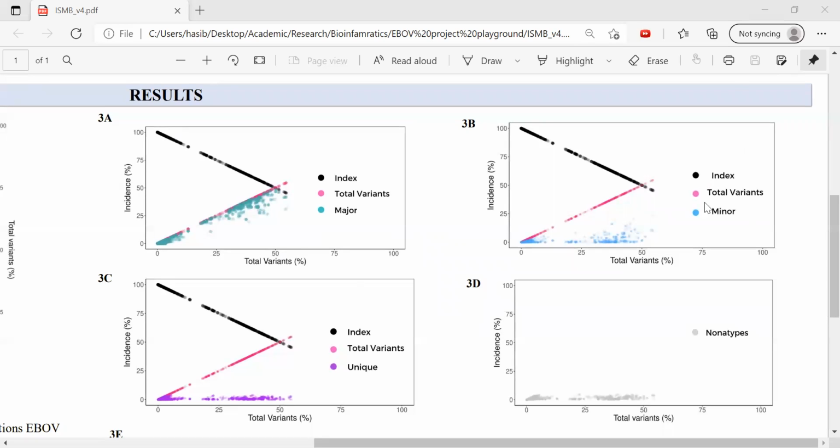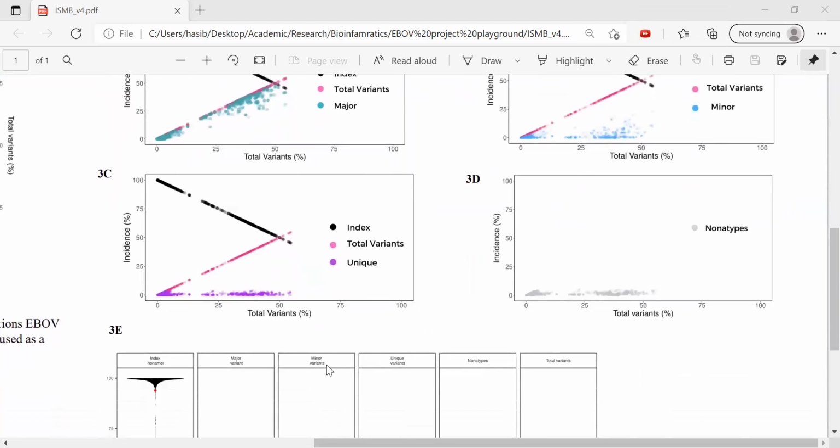Notably, minor variants, which are shown in blue here, were limited to the highest incidence of only 23%. While unique variants, which are shown in violet here, were present at most of the positions with non-zero total variance, with the highest incidence of 4. Nonatypes, as you can see here, evaluate the multiple distinct variants, with most of the non-conserved positions exhibiting a variant, and the highest incidence of being 5.11.